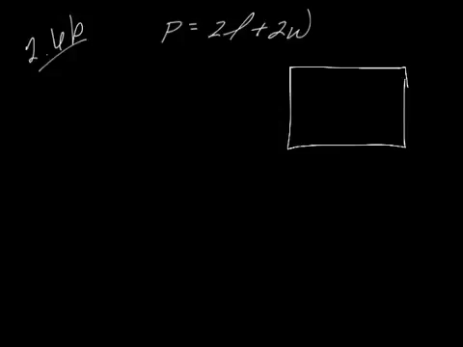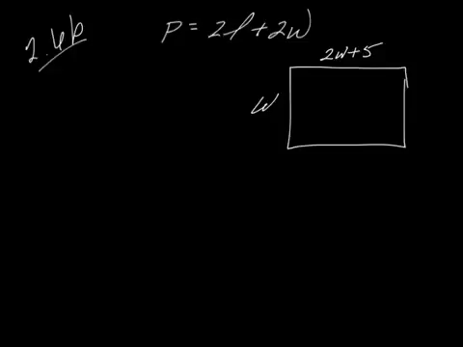So what do we know the least about? We know the least about the width. What do I know about the length? It's 5 more than twice the width. So that's 5 more than twice the width. So that's all they give us so far.